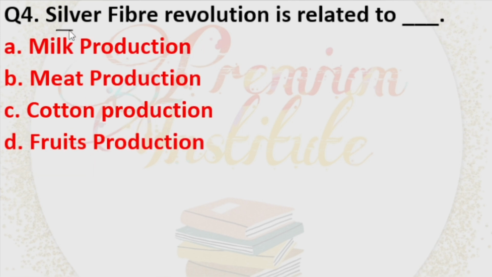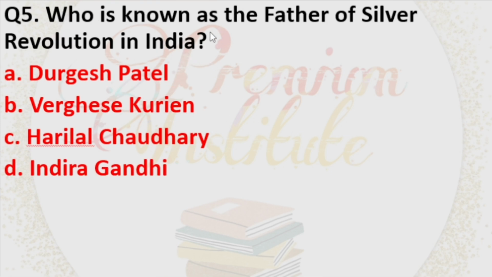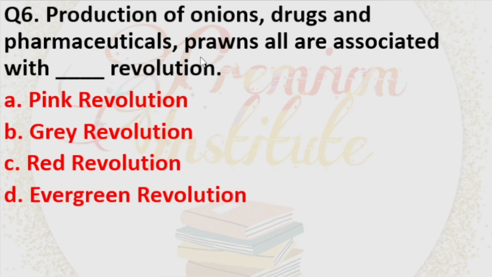4. Silver Fiber Revolution is related to A. Milk production, B. Meat production, C. Cotton production, D. Fruits production. Answer: C. Cotton. 5. Who is known as the father of Silver Revolution in India? A. Durgesh Patel, B. Varghese Kurien, C. Harilal Chaudhary, D. Indira Gandhi. Answer: D. Indira Gandhi.